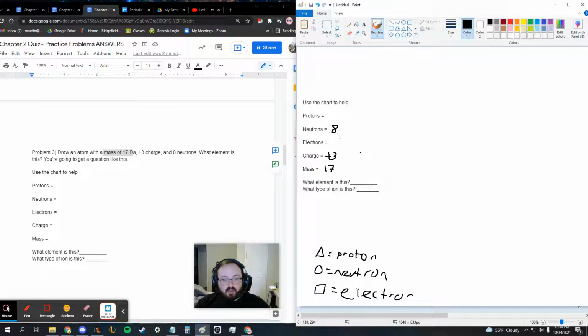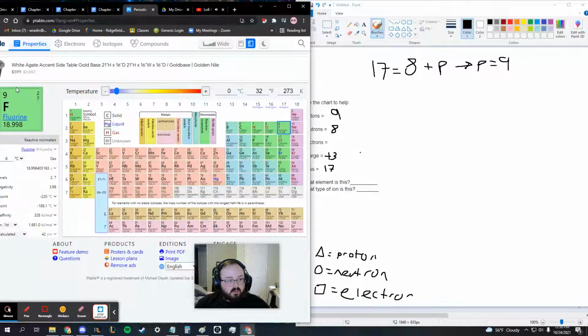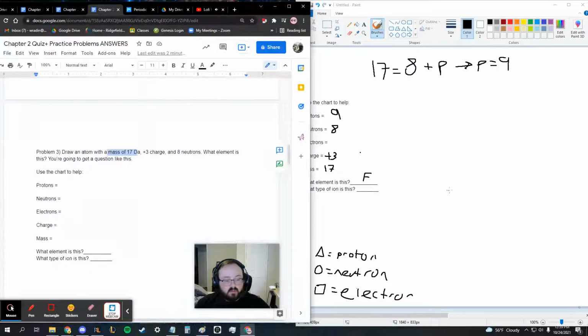For example, if our mass is 17, we have 8 neutrons plus our protons. So we would subtract 8 from 17, and our protons would equal 9. 9 protons. So we can then answer, what element is this? Go to our periodic table. Something that has 9 protons is always going to be fluorine. So this is fluorine, or F.